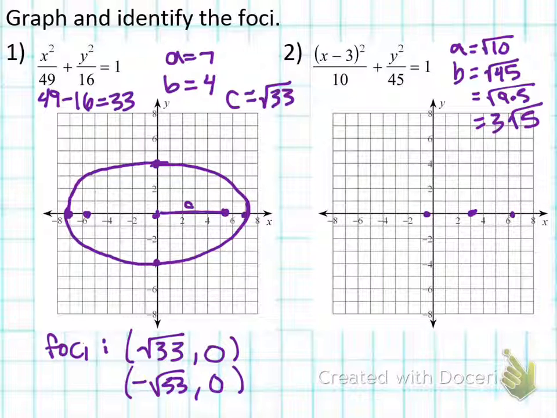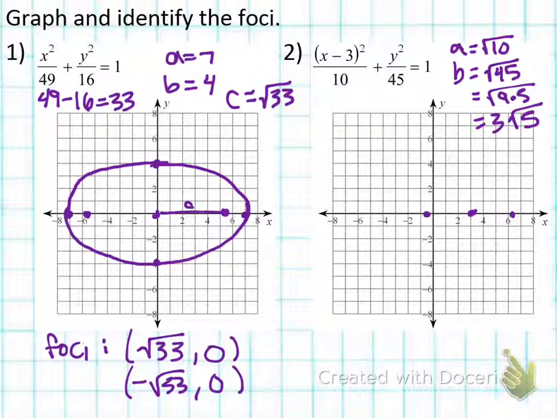So from the center of 3, 0, I went A units to the right and left. So root 10 is a little bit more than 3. So I went 1, 2, 3, and a little bit more. And then 1, 2, 3, and a little bit more to plot my farthest x points. And then B is root 45. That's going to be between 36 and 49, right? So it's between 6 and 7.